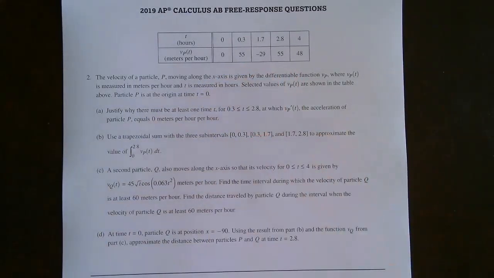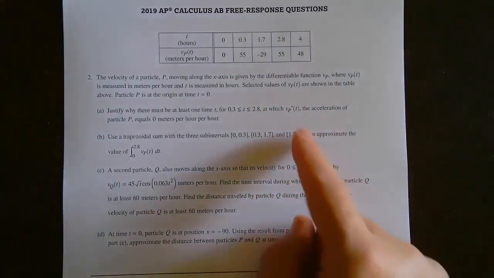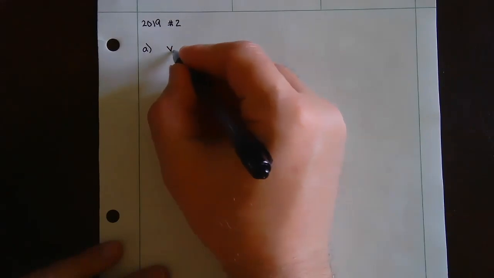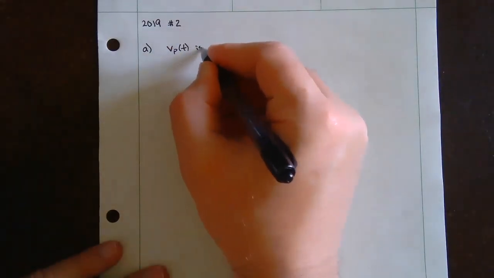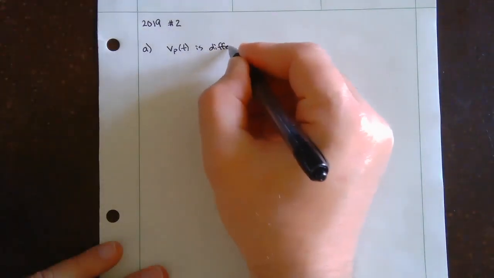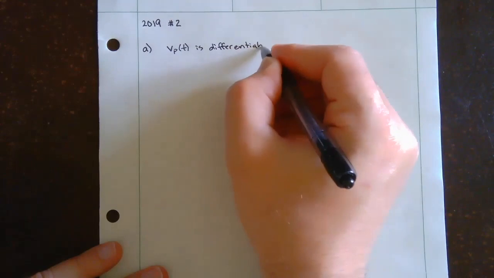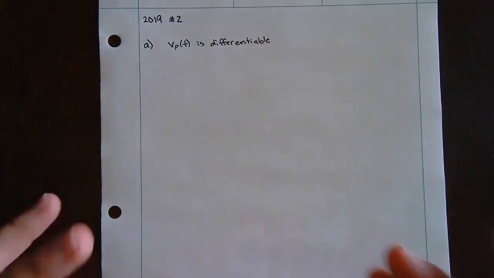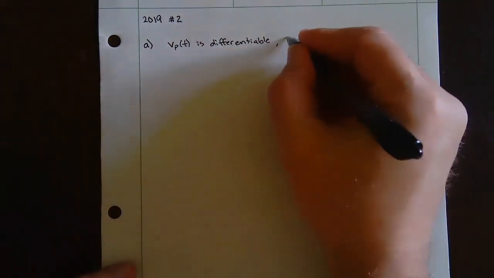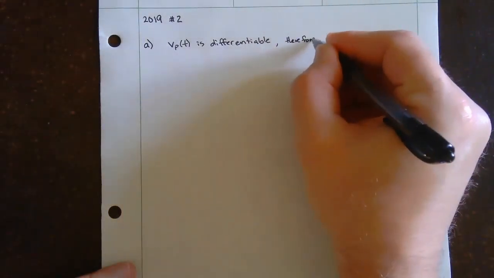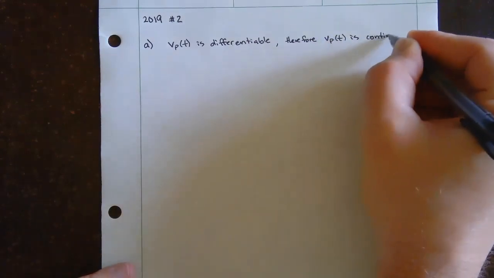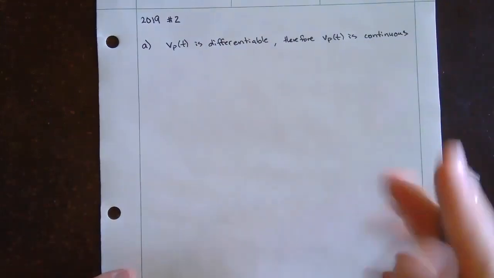And this is really a question asking you about the mean value theorem. Is there a derivative of this function at which it equals this? And there is. So we'll just need to do a formal write-up on that. Let's go to our paper and do that. They say that v sub p of t is differentiable, and because it's differentiable, it's going to have to be continuous on 0.3 to 2.8. So therefore, v sub p of t is continuous.